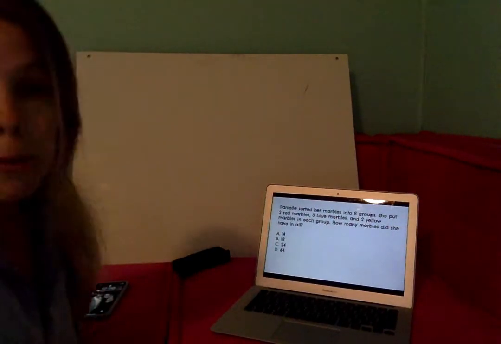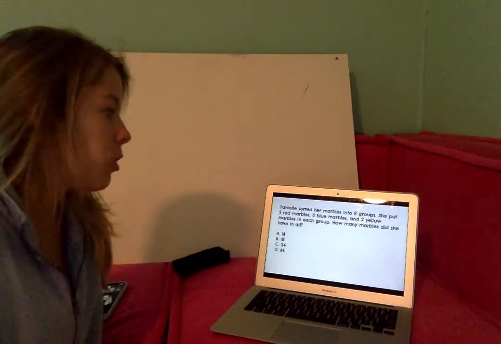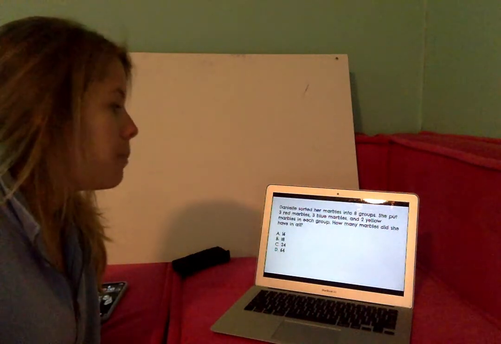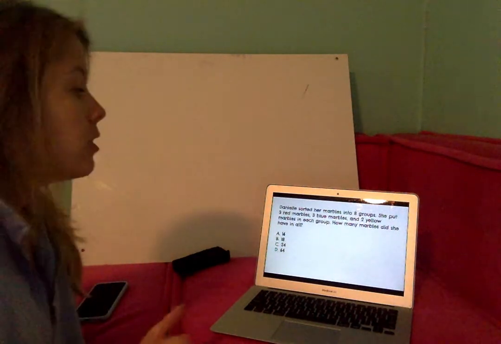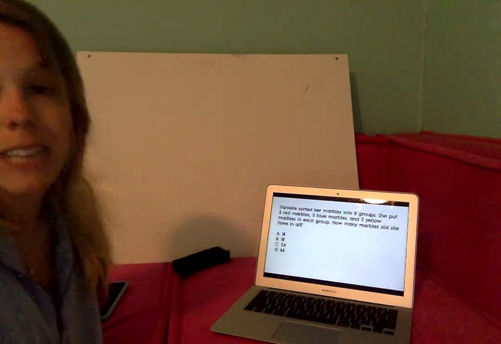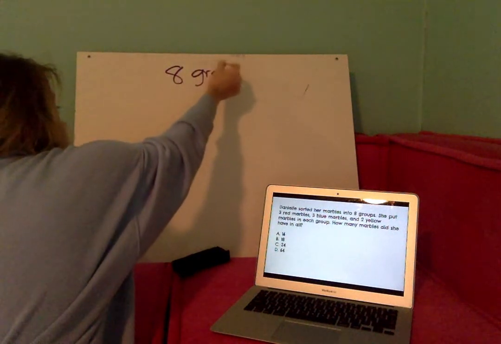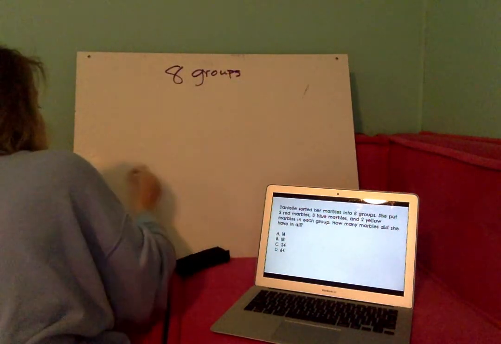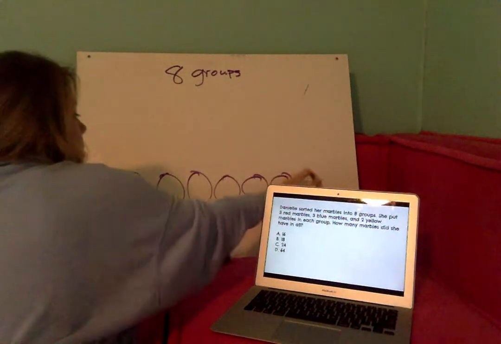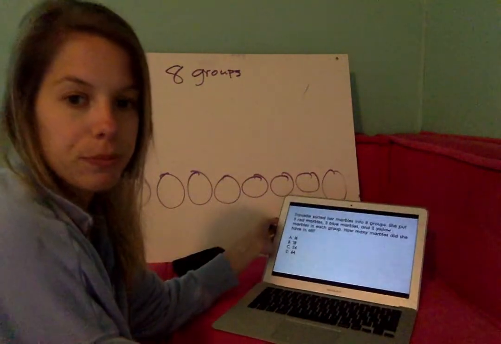Daniela sorted her marbles into 8 groups. She put 3 red marbles, 3 blue marbles, and 2 yellow marbles in each group. How many marbles did she have in all? So, the first sentence says Daniela sorted her marbles into 8 groups. We know that there are 8 groups. And for me, if I wanted to, I would draw 1, 2, 3, 4, 5, 6, 7, 8 groups. That is just a visual.